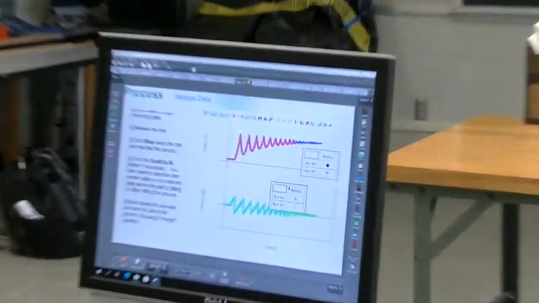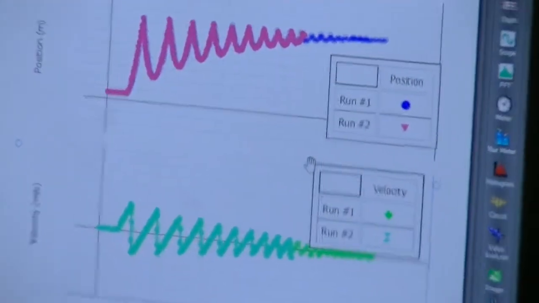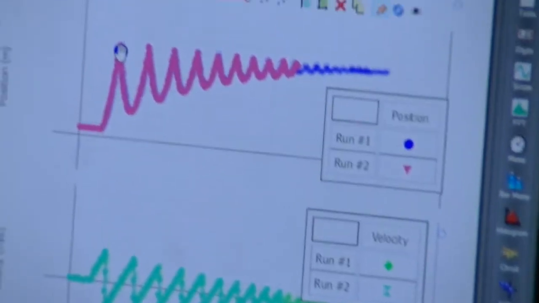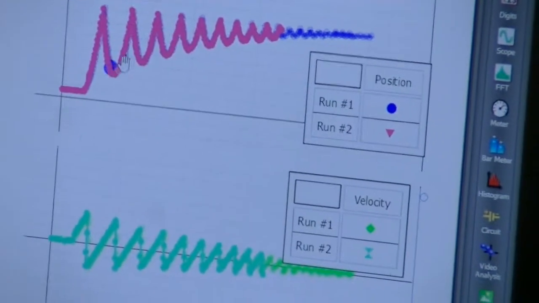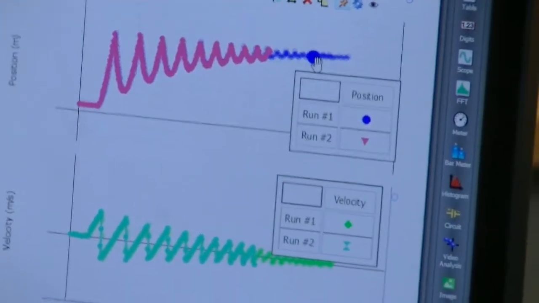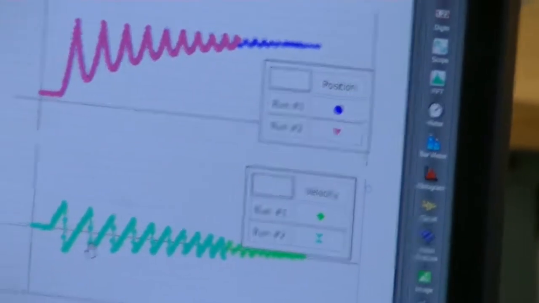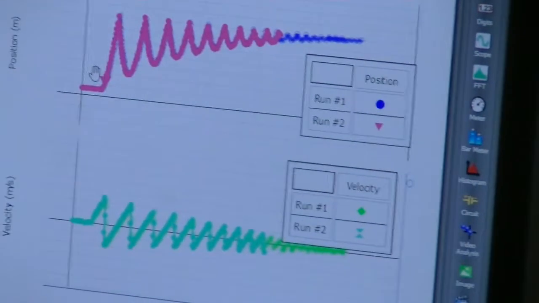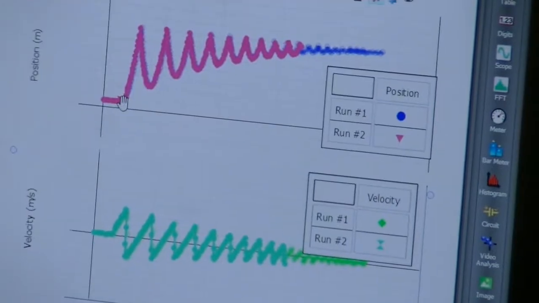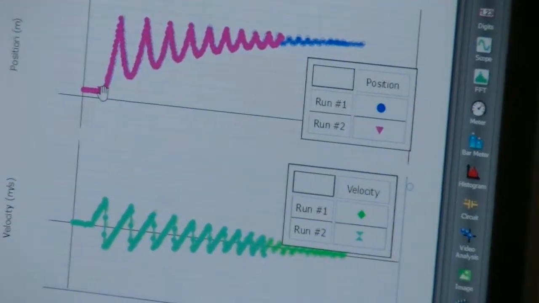So now we see that the second graph is almost exactly on top of the first one. So same here. If you drop it from the same height, and start at the same point of time, you should get the same graph.